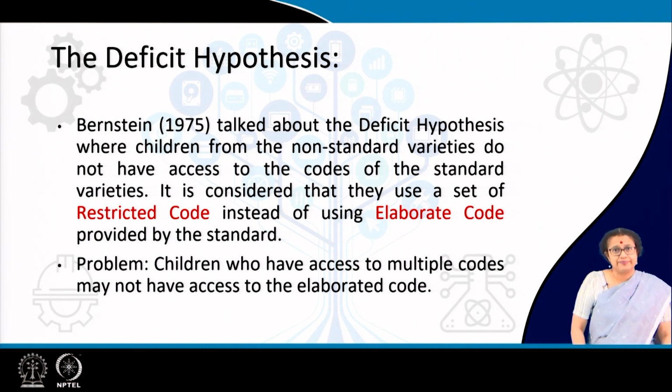But there is a problem at this point. You can say children who have access to multiple codes may not have access to the elaborated code. So, when we are trying to talk about the continuum and variants in different points of the continuum, it's mostly found that in rural areas children do not have access to elaborated codes, but they do have access to multiple restricted codes, which is an important finding for us.